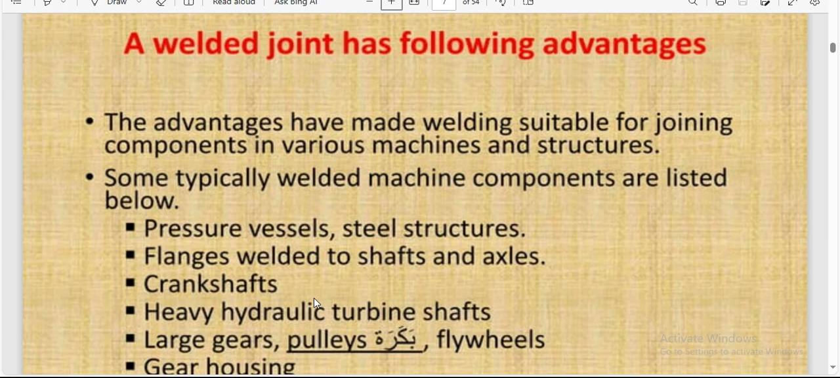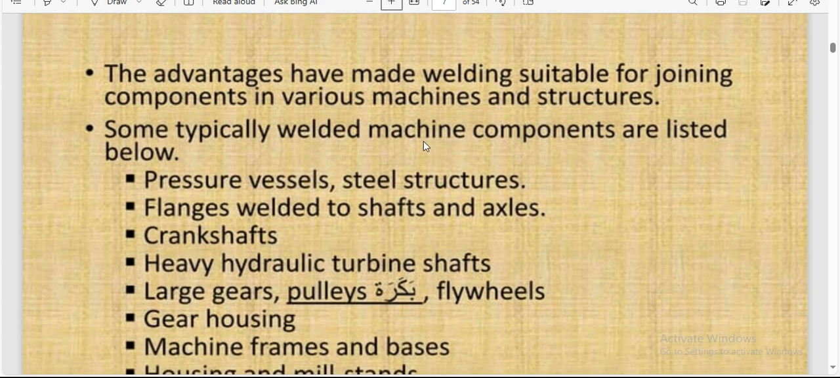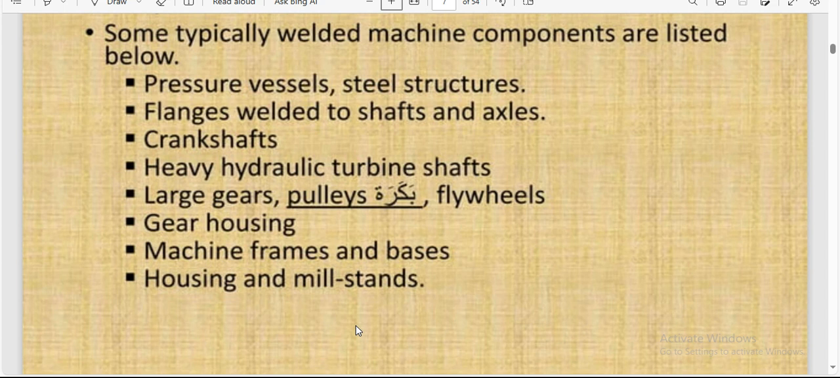Some typical welded machine components are listed below. The main components that are welded include pressure vessels, steel structures, flange welded tube shafts, flange with a shaft, and axles. Also crankshafts, heavy hydraulic turbine shafts, large gears, pulleys and flywheels, gear hoisting machines, frames and bases. The frames and bases of machines are joined by welding. Also hose and mill stands.